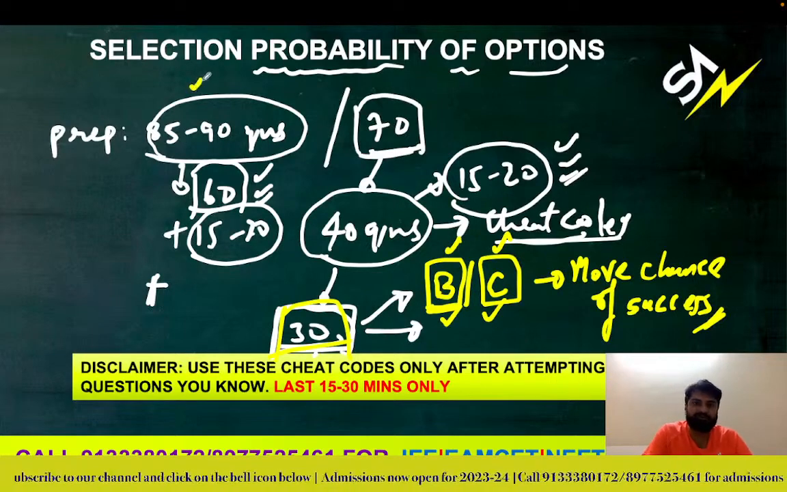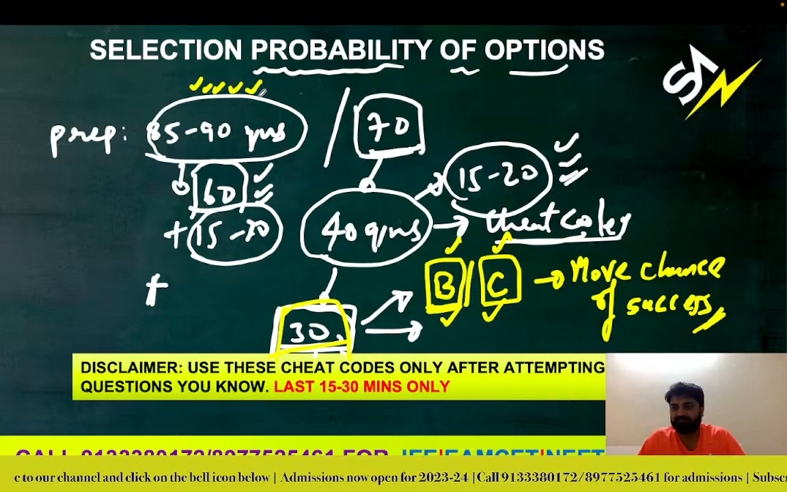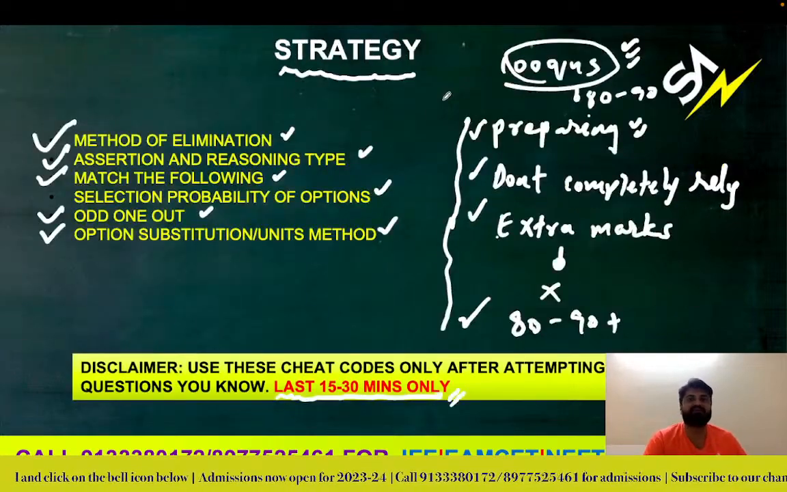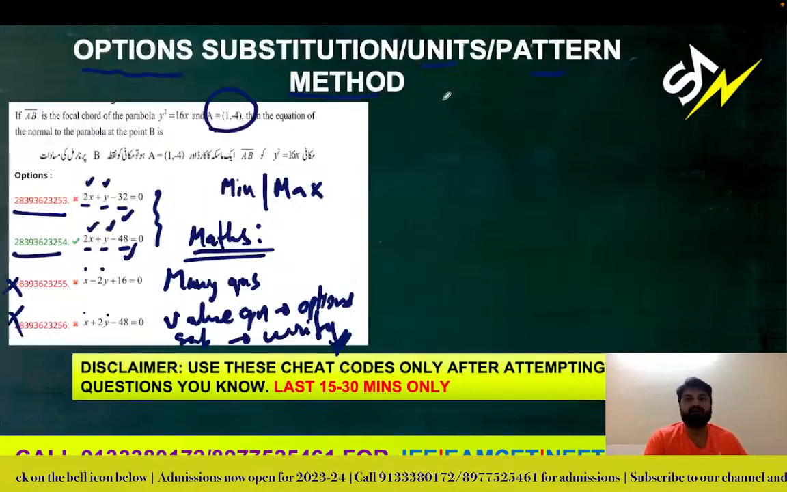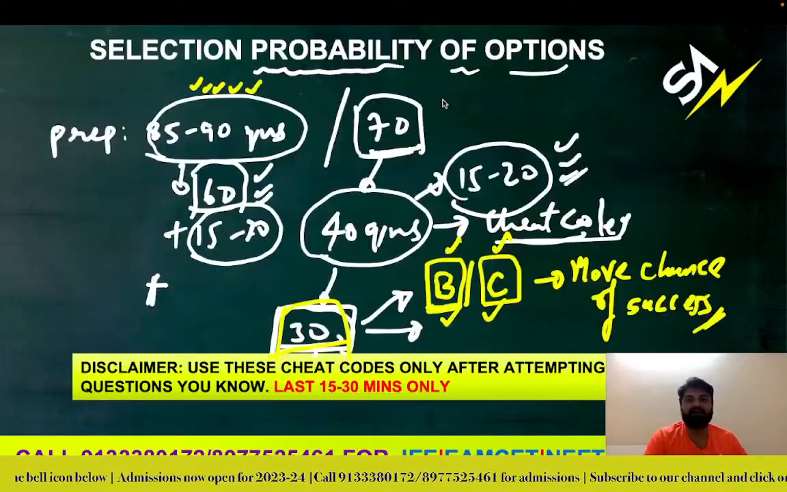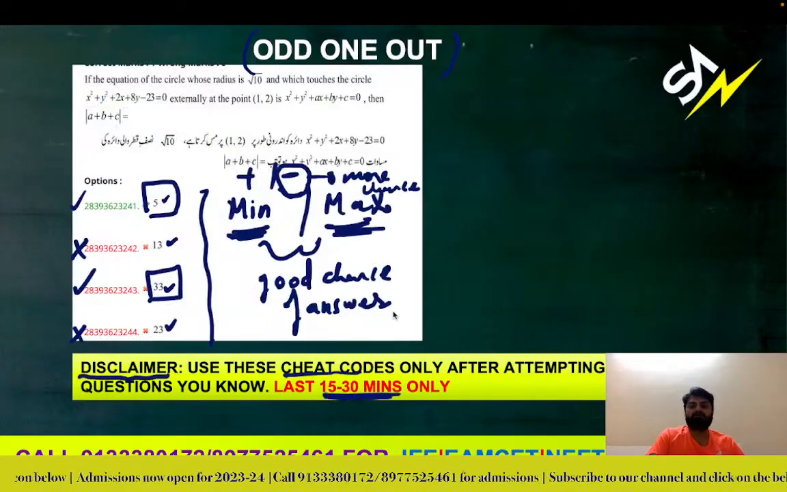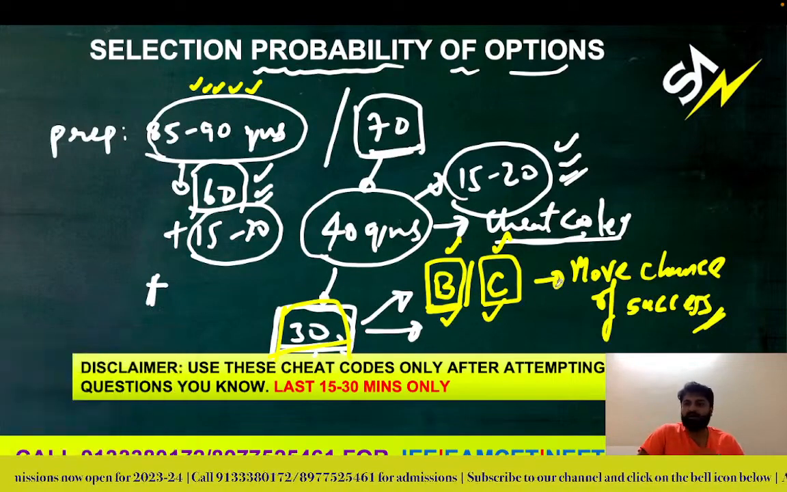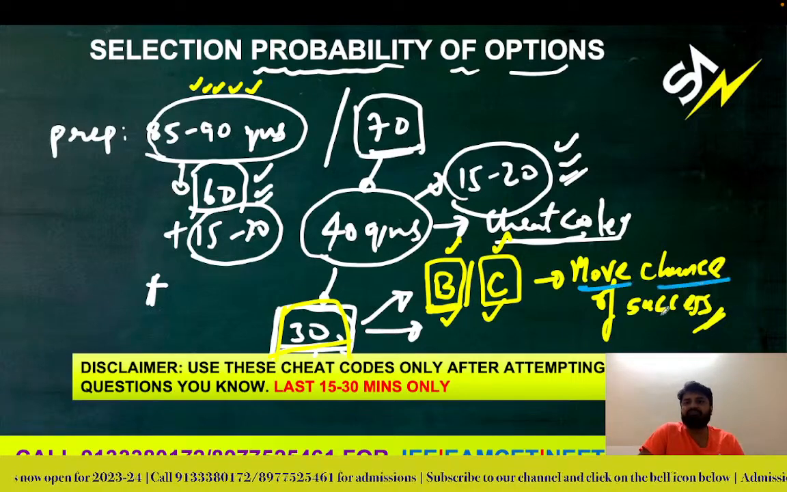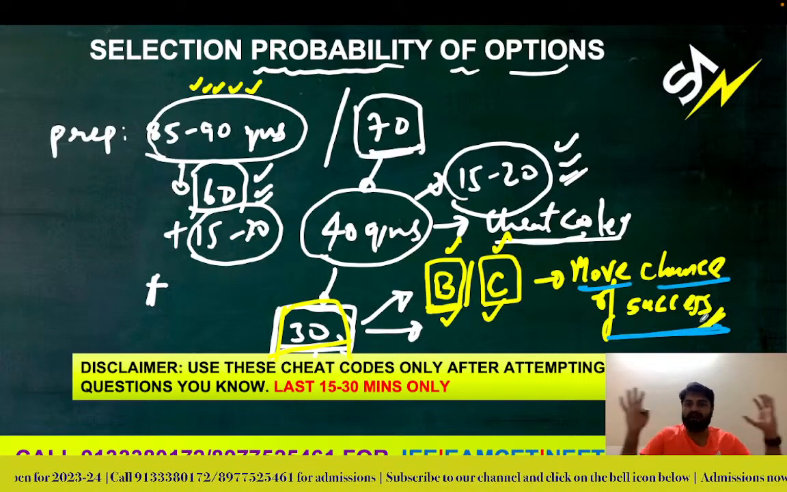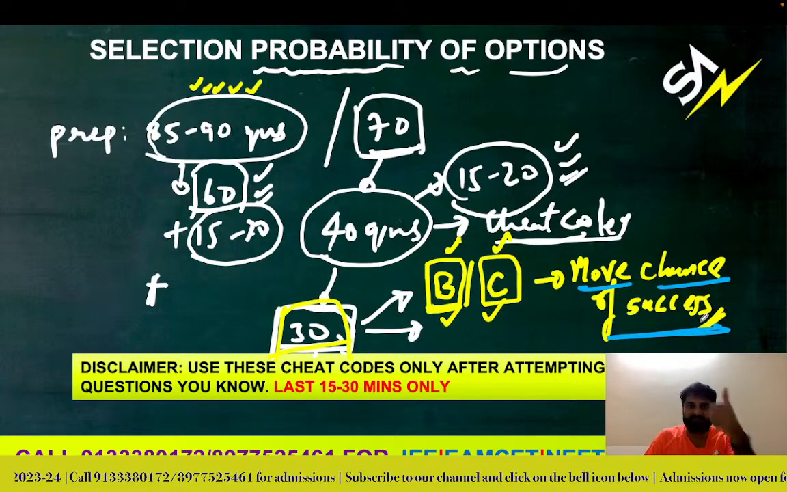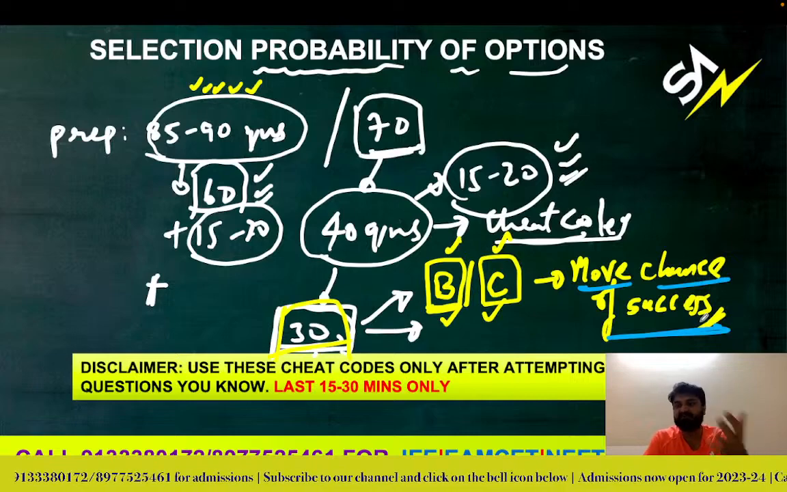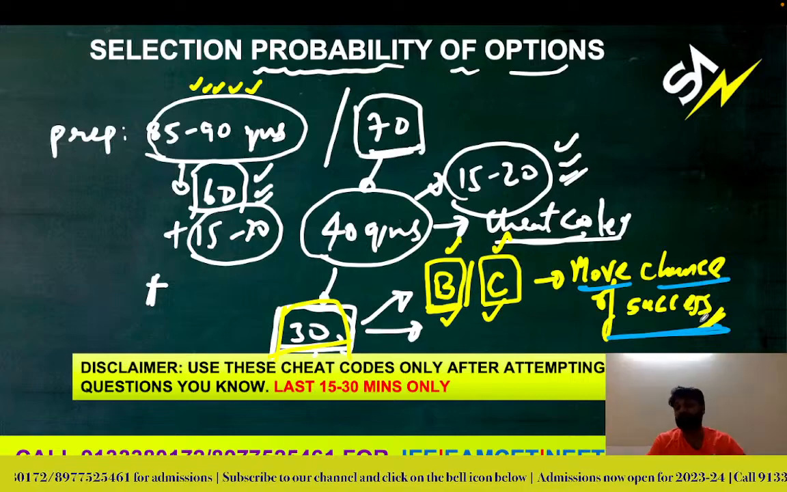So first, using your preparation, you are solving 85-90 questions. For the remaining 70 questions, you are either using the method of elimination or assertion and reasoning and match the following type, and you are solving those questions. And for the remaining, if you are not able to use any method, you have no pattern, you don't understand anything, then you just give B or C option. So if you combine all these, your preparation plus codes plus being smart plus guesses, that will give you the best possible score.